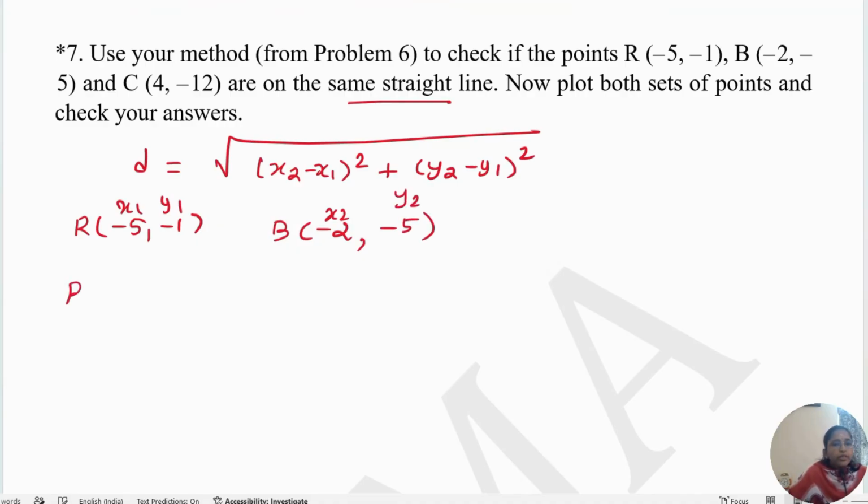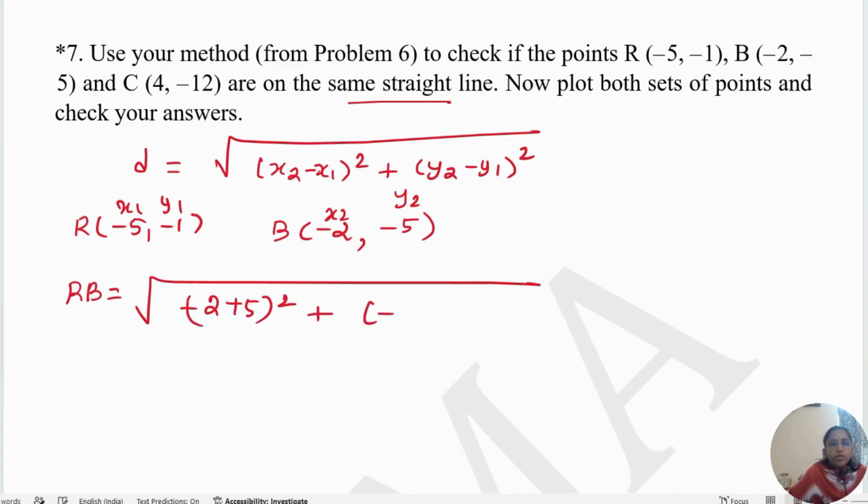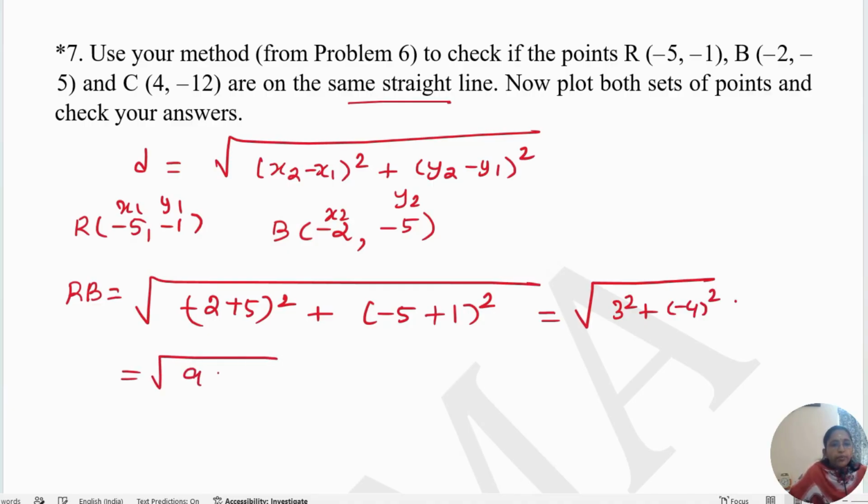So now RB distance is equal to square root of (x2 minus of minus, so plus 5) the whole square plus (y2 is minus 5 and y1 is minus 1, so minus of minus, plus 1). So now this is 3 square plus minus 4 the whole square, which is equal to root of 9 plus 16, which is root 25, that is 5 units.